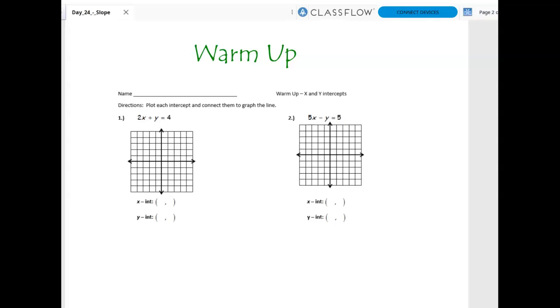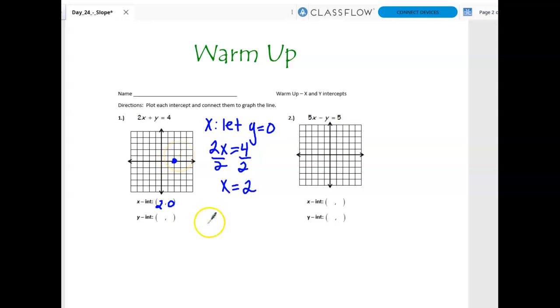Last class we talked about x and y intercepts and learned how to figure them out. For the x-intercept, you let your y be 0. If your y is 0 and you plug it in, you're left with 2x equals 4. Then you divide by 2, and in this case your x is 2. So your x is 2 and your y is 0, and that's your x-intercept. If you plot the point (2, 0), you'll see it's right on the x-axis.